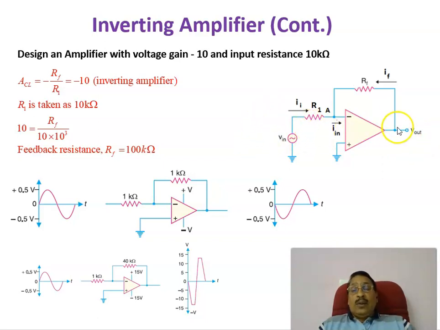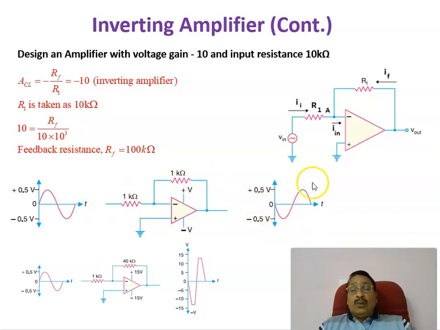If you apply a 1 volt sinusoidal, you will get minus 10 volt sin omega t. As an example, it is shown here. A voltage of plus 5 on the positive side and minus 5 on the negative side, total peak to peak equal to 1 volt, is applied here, and this is equal to 1 kilo and this is also equal to 1 kilo. Then as per this equation, the gain is equal to unity, RF by R1 equal to unity, but there is a phase shift.